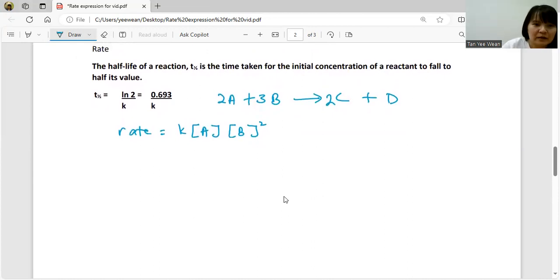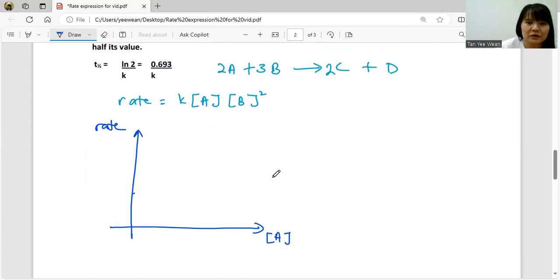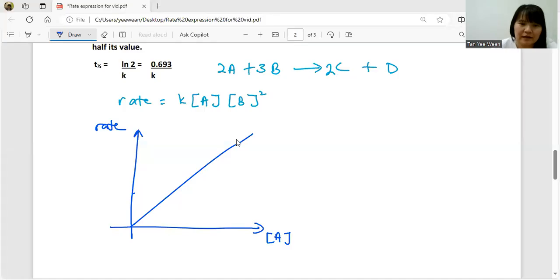Okay, so if I were to plot rate versus A, this means that I'm ignoring B. B must stay constant and not change in the experiment. So I'm only plotting rate with A, and don't do anything with B. Rate is directly proportional to A, right? In the rate expression that you got. So in that case, you will get this going up, like that.